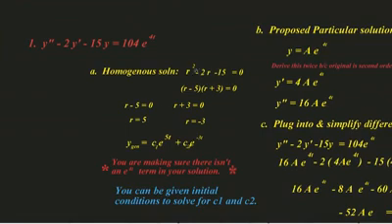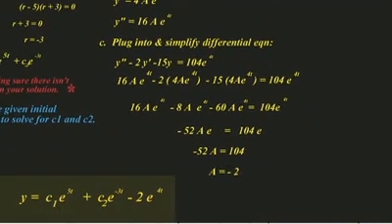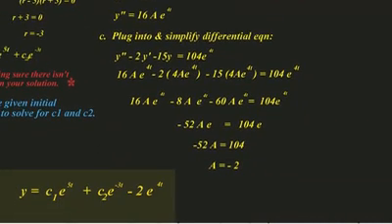So recap the steps again: find the homogeneous solution, make sure there's no repeats, and then propose a particular solution based on your f of t. Then derive however many derivatives you have present in your equation, plug in, simplify, and go from there. Solve for your constant. You're going to plug in, simplify, and then solve for the constant, and then your general solution consists of your homogeneous solution plus the actual particular that you found.